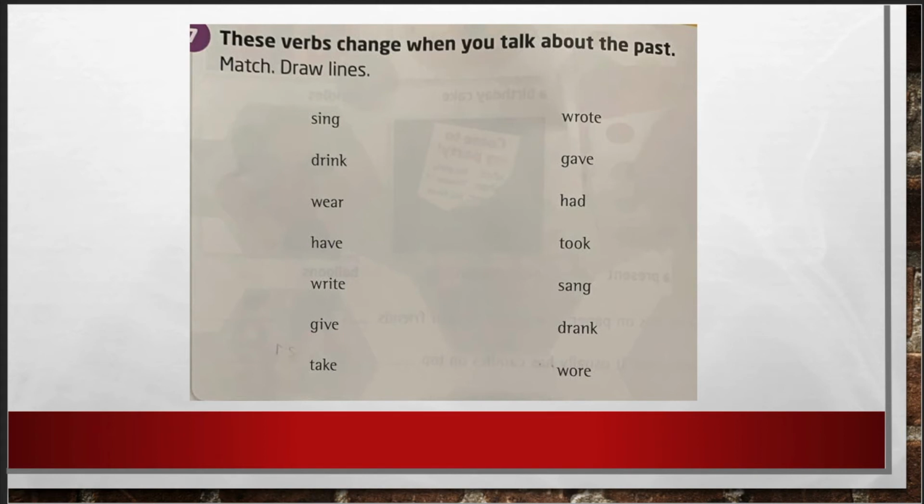For example, the first one we already saw in the previous exercise. Sing. Which one can we match with the word sing? Of course, as we saw, sang, okay? In past, the verb is sang. In present, the verb is sing, okay? That's all. Finish the rest.